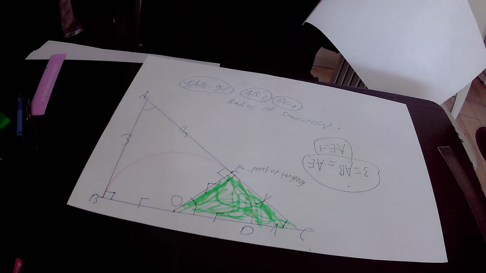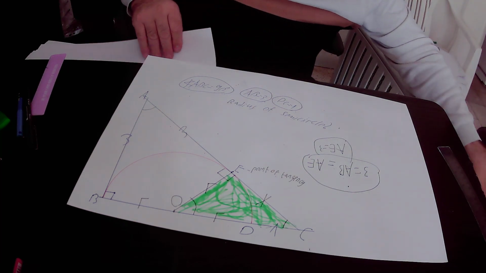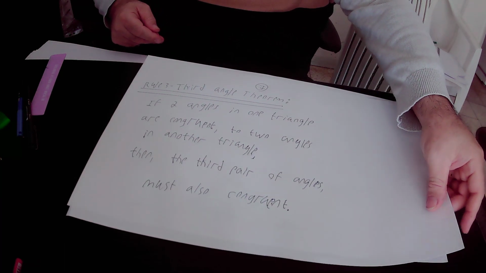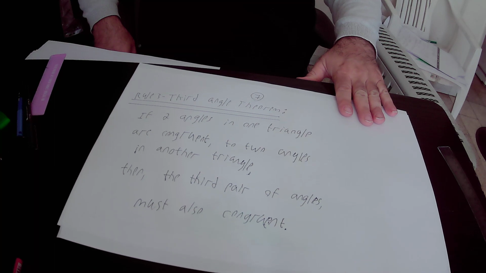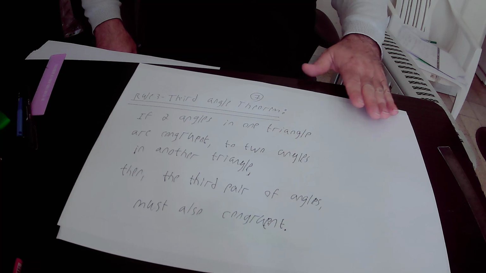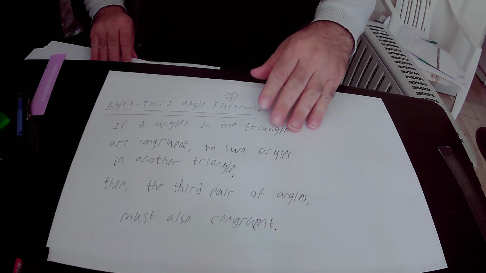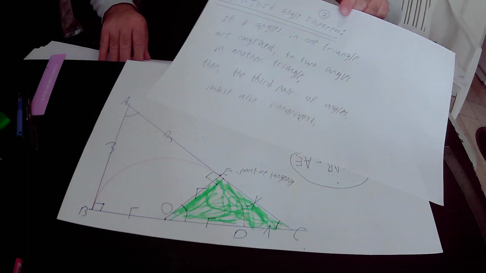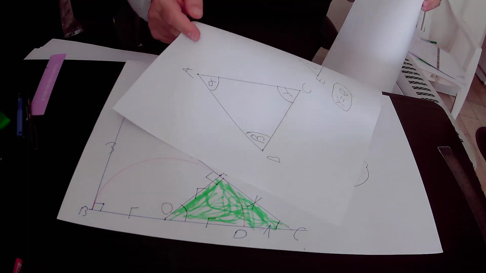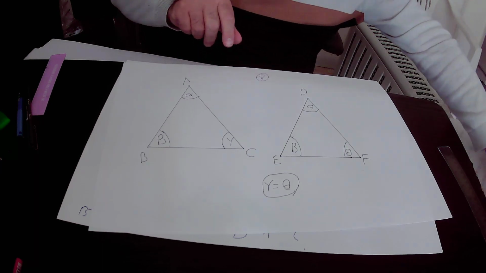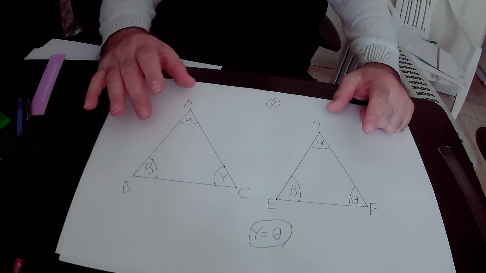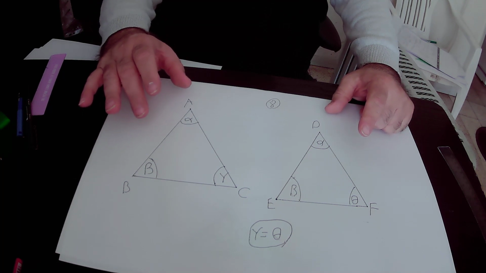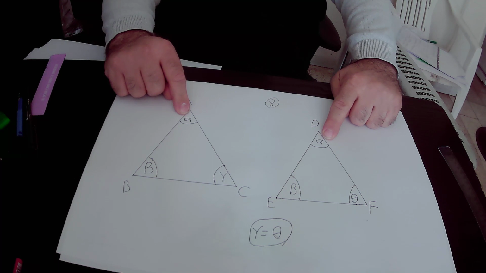So what is the third angle theorem? The third angle theorem is that if two angles in one triangle are congruent to two angles in another triangle, then the third pair of angles must also be congruent. Okay, so what is the meaning of the third angle theorem? The meaning of the third angle theorem is that if we have two triangles, triangle ABC and triangle DEF, and in those two triangles we have two pairs of angles that are congruent.